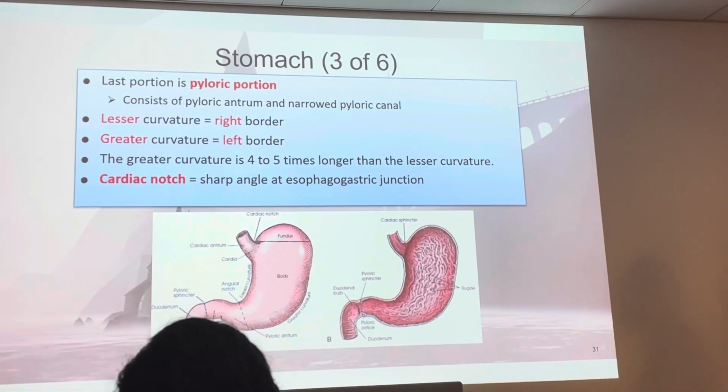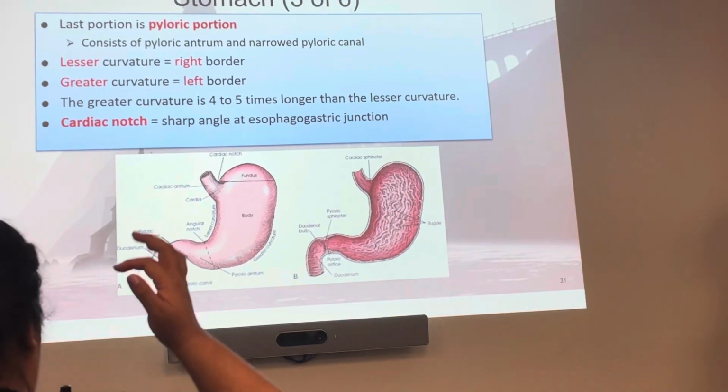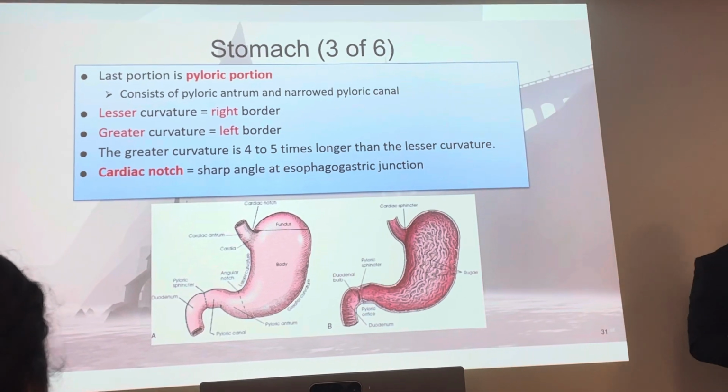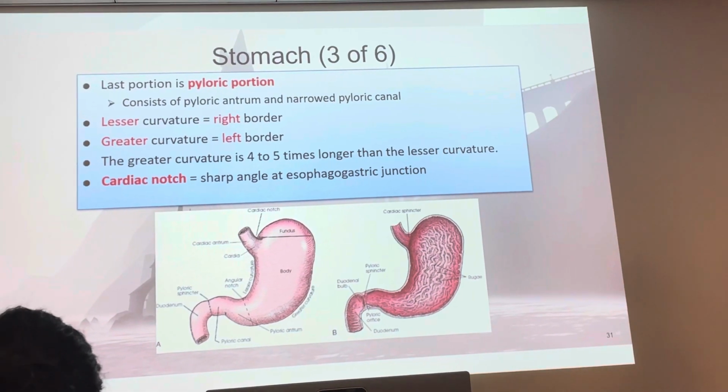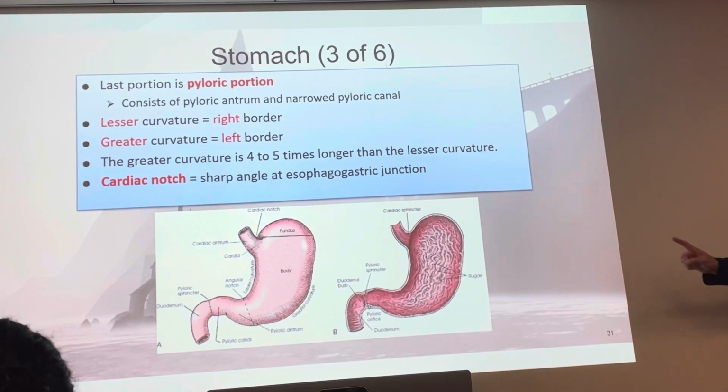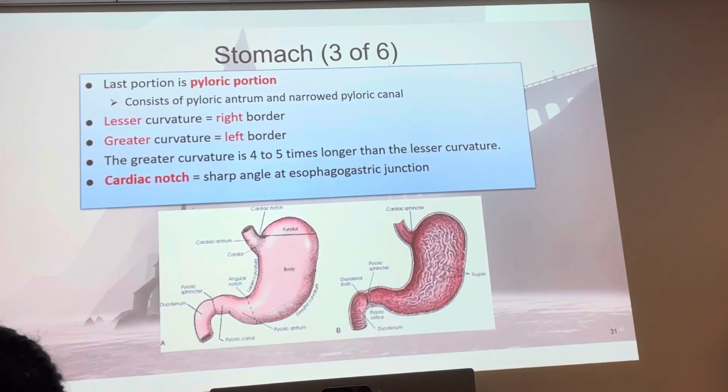Our last piece of anatomy here, guys, the lesser and greater curvature. Please remember the lesser curvature serves as the right border of the stomach, while that greater curvature serves as the left border of the stomach. And that's based on anatomic position, once again, not looking at the diagram. We're talking about anatomic position.